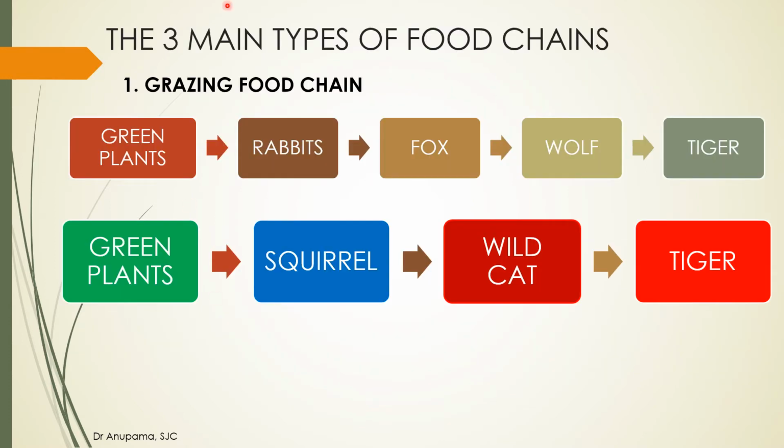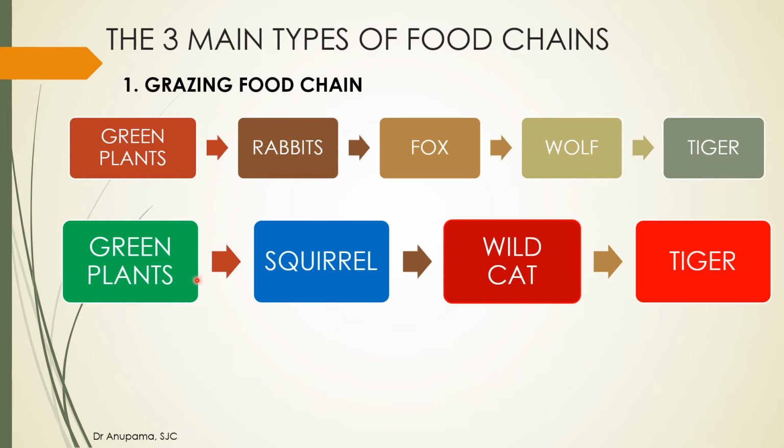We have 3 main types of food chains, of which the first one we'll be studying is the grazing food chain. Grazing food chain means it starts with herbivores like these rabbits or squirrels. Say we have these green plants which are eaten up by the rabbits. Rabbits are eaten up by the fox and wolf, and then finally the predator tiger occupies the last trophic level.